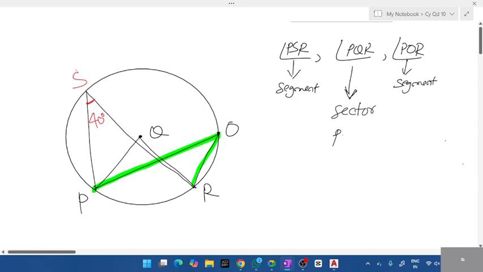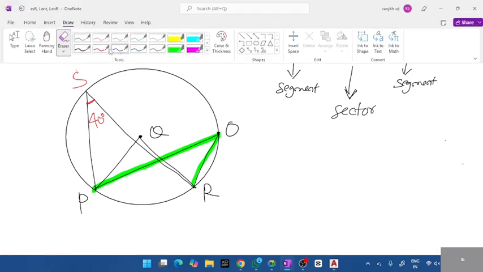PQ and QR. Understood? There will be three sides. In that one is R, the other two is radius. Fine. What are the theorems we have? Can you tell me the theorem? For sector and segment, do we have some theorem?